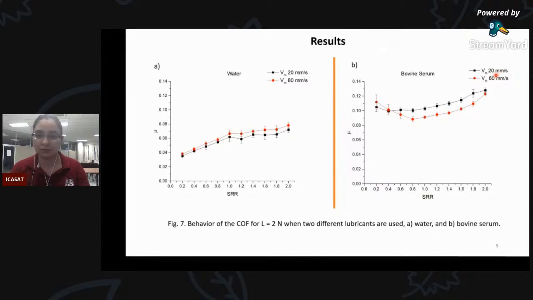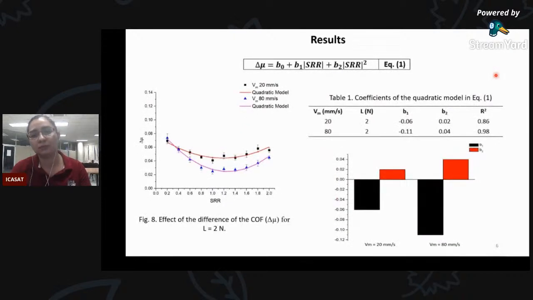In order to know the effect of the lubricant and the parameters such as the load, the entrainment speed, and the sliding to rolling ratio on the coefficient of friction, we evaluated a quadratic model. This model tells us what the effect of the parameters and the lubricant is on the coefficient of friction. The model prediction of the result is quite good, as you can see. These are the results of the model.